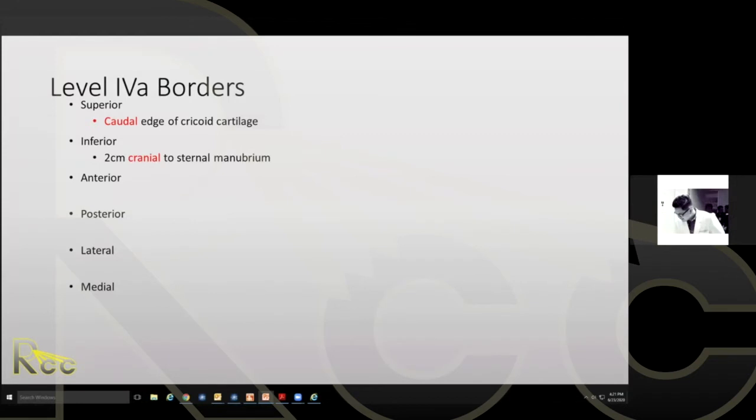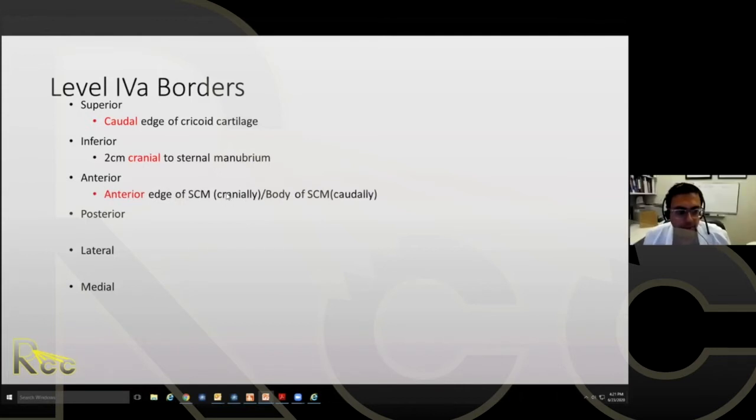It's the same as level 3, the anterior border of the sternocleidomastoid muscle. You're right. So the anterior body of the sternocleidomastoid muscle cranially, as you get down lower in the neck, sometimes the body of the sternocleidomastoid muscle becomes the anterior edge. Posteriorly, it's again the same, the posterior edge of the sternocleidomastoid muscle cranially. And you'll notice as the scalenus muscle moves laterally, that becomes the posterior border in the caudal aspect.